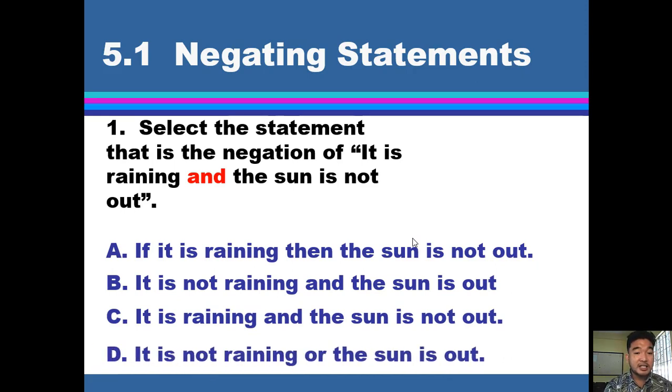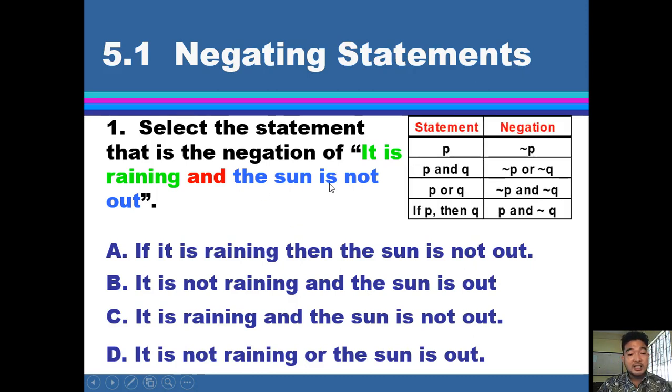Number 1, select the statement that is the negation of "it is raining and the sun is not out." So take note of this statement, it is raining and the sun is not out. Letter A, if it is raining then the sun is not out. Letter B, it is not raining and the sun is out. Letter C, it is raining and the sun is not out. Then letter D, it is not raining or the sun is out. So take note of this, it is raining and the sun is not out.